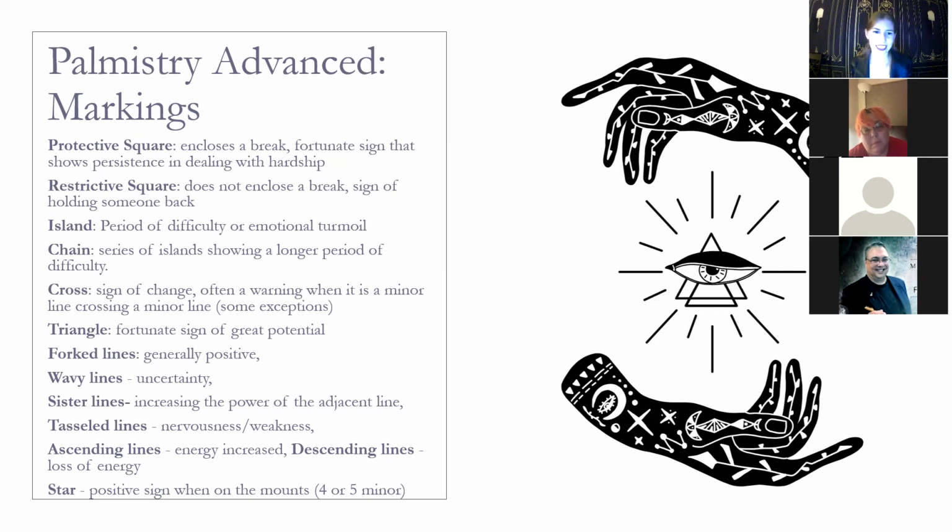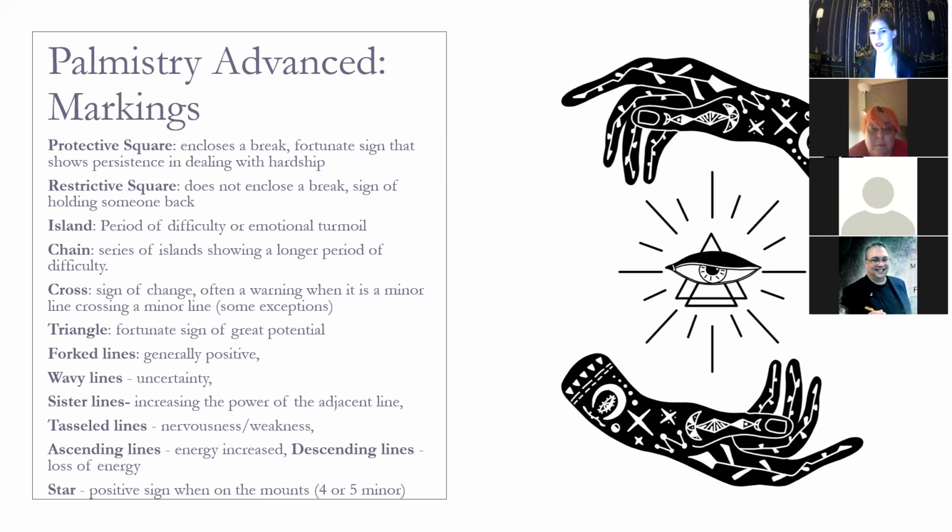The triangle is a fortunate sign of good potential in whatever area it's landing. So whether it's under the Apollo finger or on the Apollo mount, that would be a sign of great potential in, let's say, the arts or working in an industry of recognizing good taste. Forked lines are generally positive. We've talked about forks on the heart line and head line. Wavy lines are times of uncertainty. You can think of wavering.